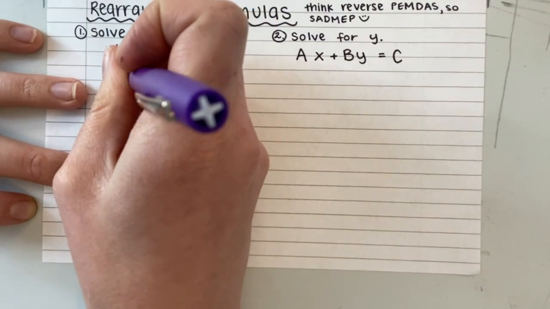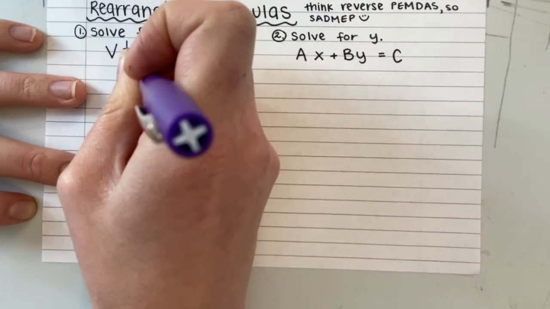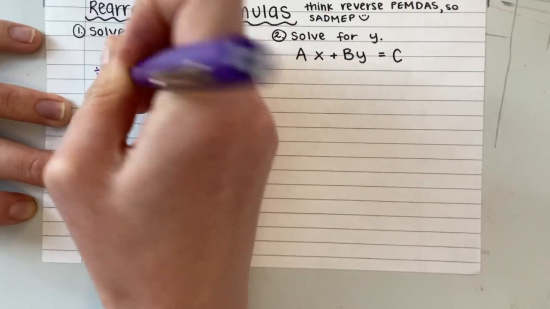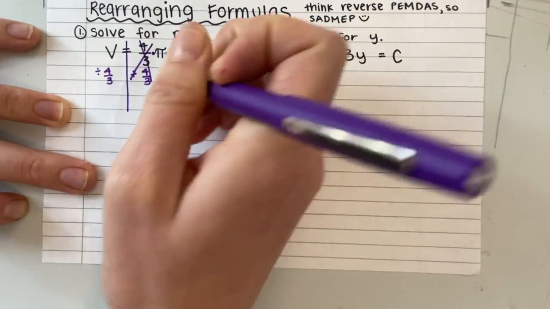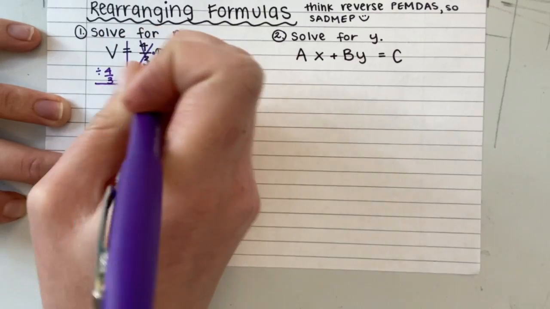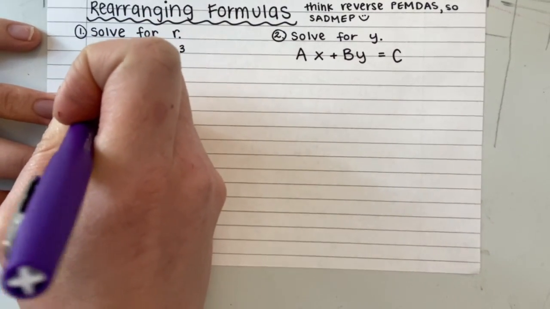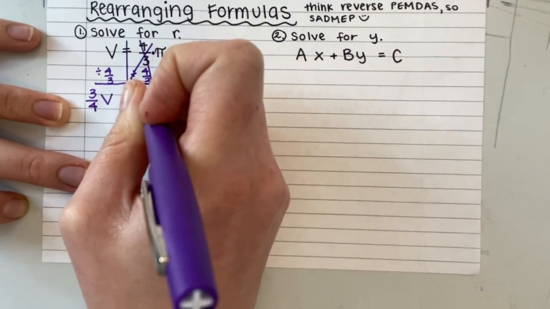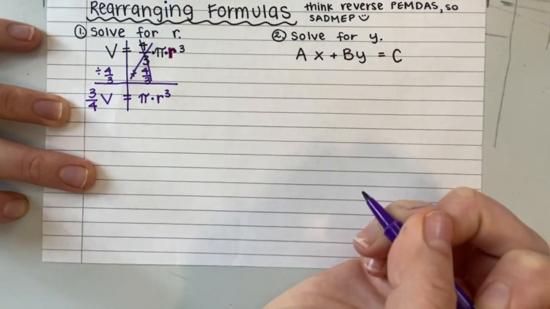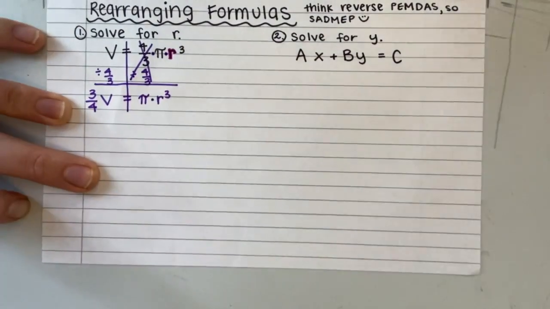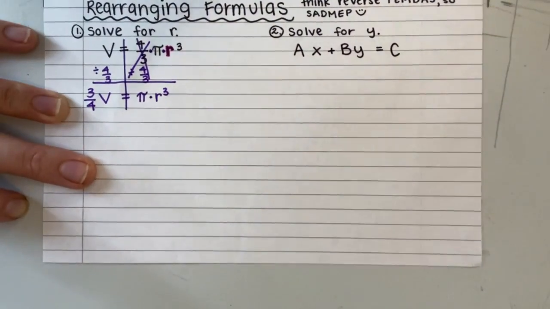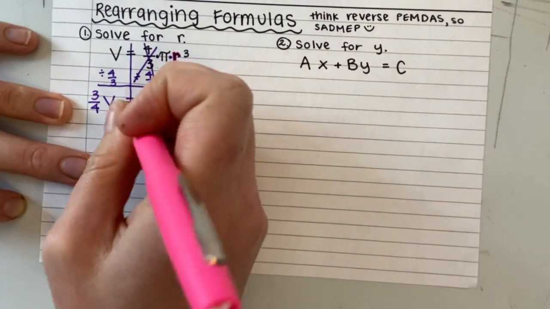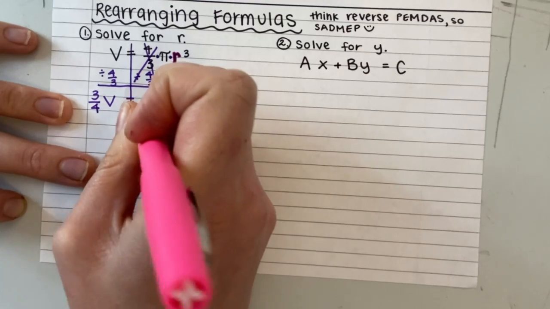So first I'm going to divide by 4/3. When I divide by 4/3, it is the same thing as multiplying by 3/4. So on this side, I'm going to get 3/4 v equals pi times r cubed. This r cubed still has something else on the side with it, so we want to fix that before I can look at the cubed. So I'm going to also divide by pi.